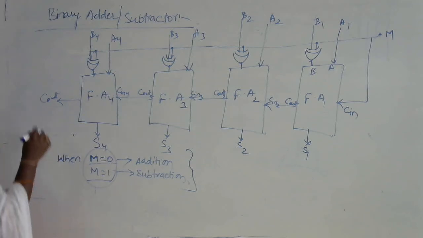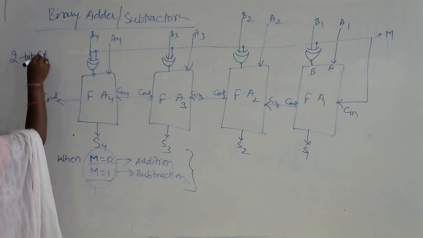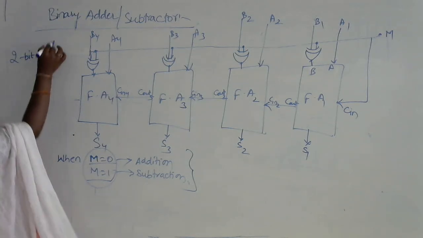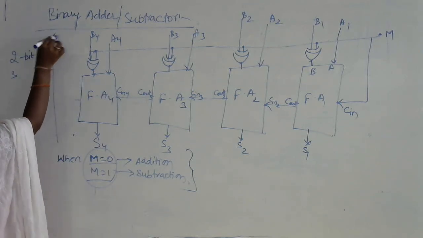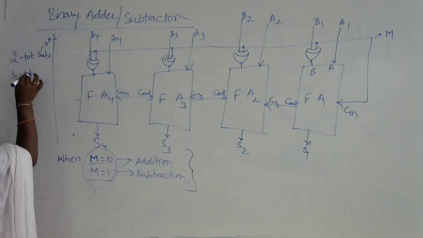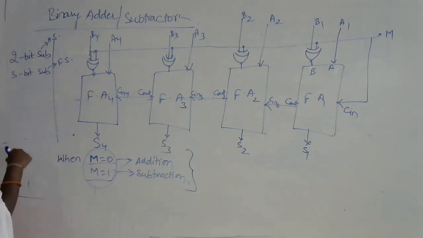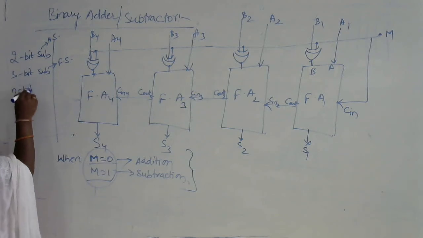So here I'll summarize this complete lecture. Here we have discussed the 2-bit subtractor, which performs the subtraction operation for 2 bits. It is called a half subtractor. If it is performing the subtraction operation on 3 bits, then it is called a full subtractor. And if you want to perform the operation for more than 3 bits, then we'll be calling it an n-bit subtractor.